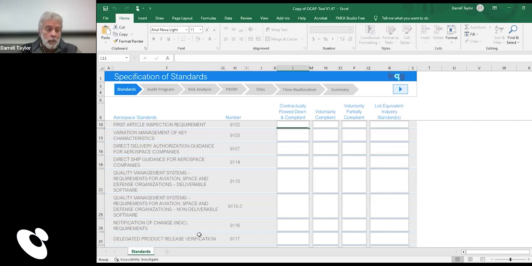This is not the cover page. It'll come up, it'll say version 1.47, and this is the second tab. So once you click on it, this is the first tab that opens up.